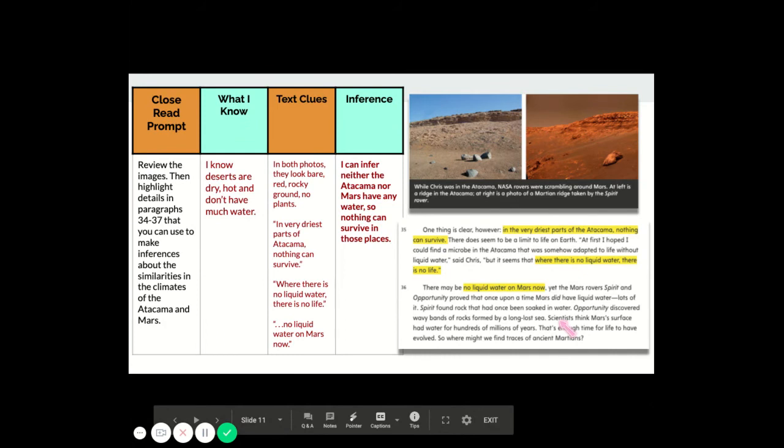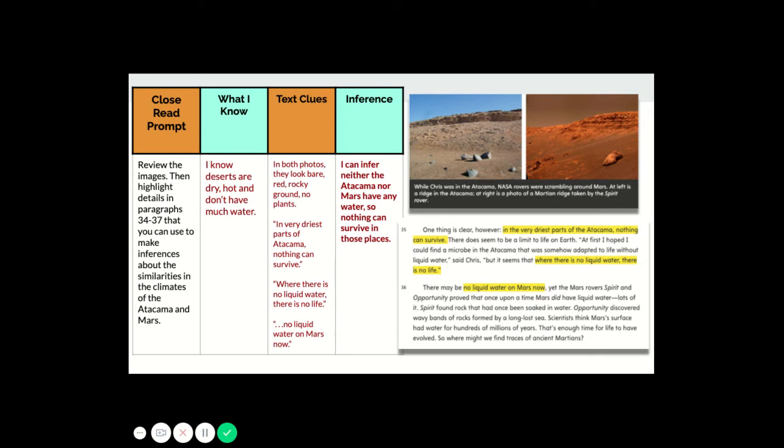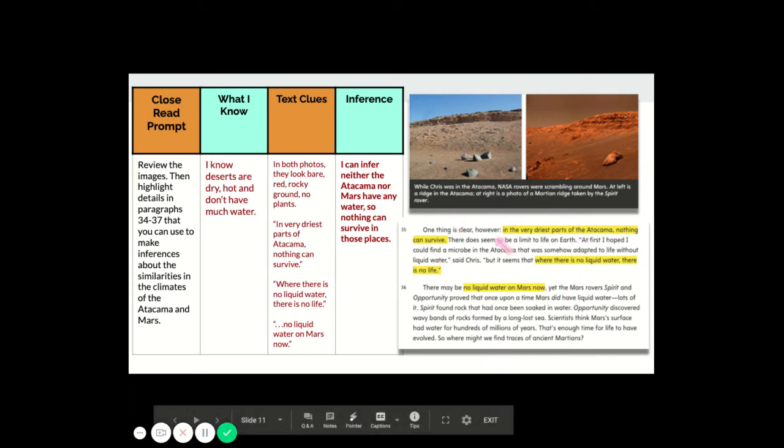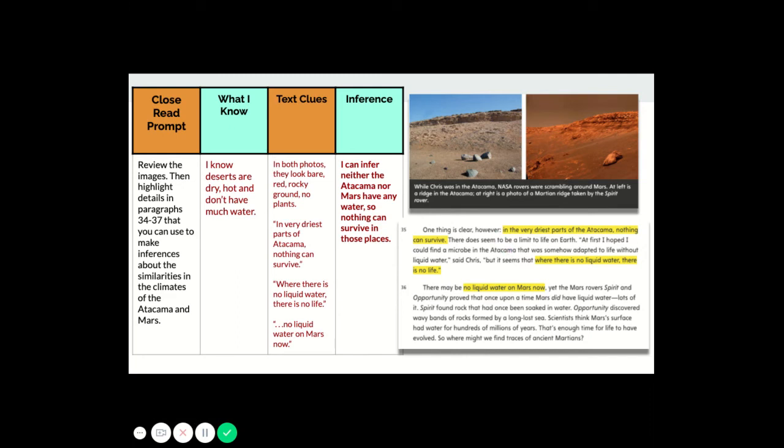So, for your assignment today, you are going to be going into our text, Life on Earth and Beyond, and we are going to focus on the making inferences close read. So I'm going to do the first close read prompt with you. All right, and our close read prompt says, review the images, then highlight details in paragraphs 34 through 37 that you can use to make inferences about the similarities in the climates of the Atacama and Mars.